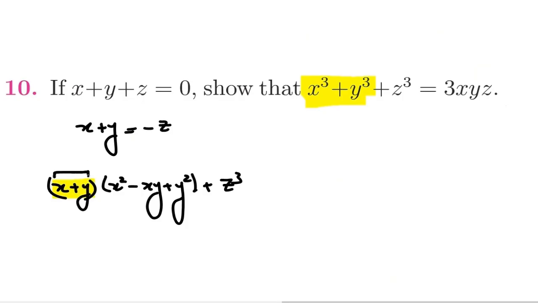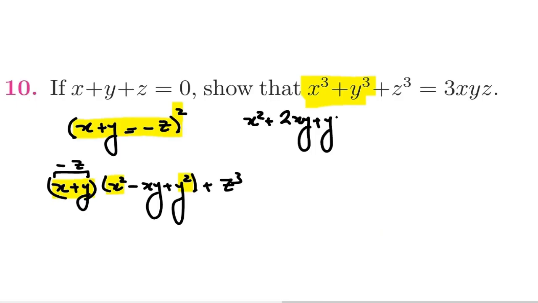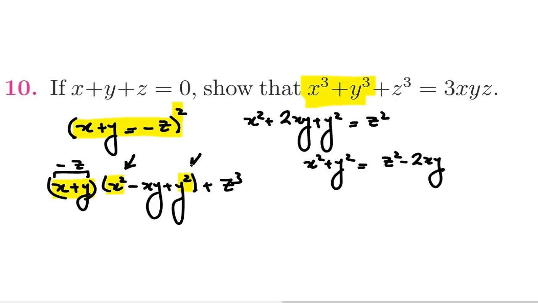We're going to write minus z instead of this. If we square both sides here, since we have x squared and y squared here, what do we get? From squaring the first side here, x squared plus 2xy plus y squared equals z squared. So what does x squared plus y squared equal? Z squared minus 2xy. So instead of the sum of these two, I'm writing this: z squared minus 2xy. There's also a minus xy here, minus xy.